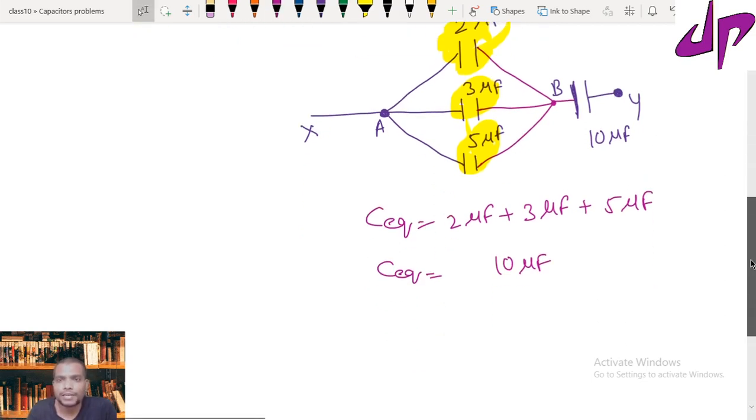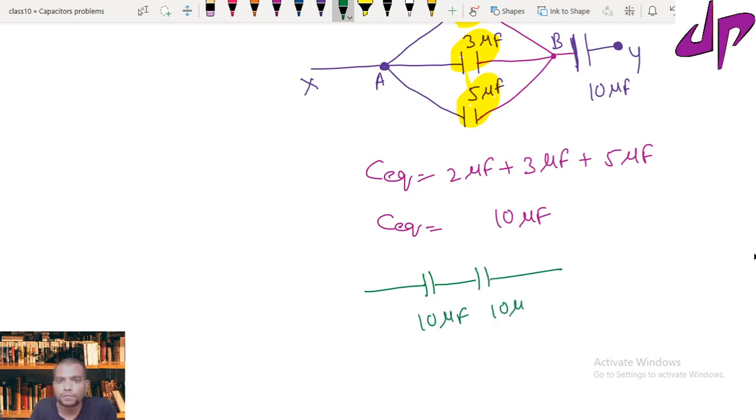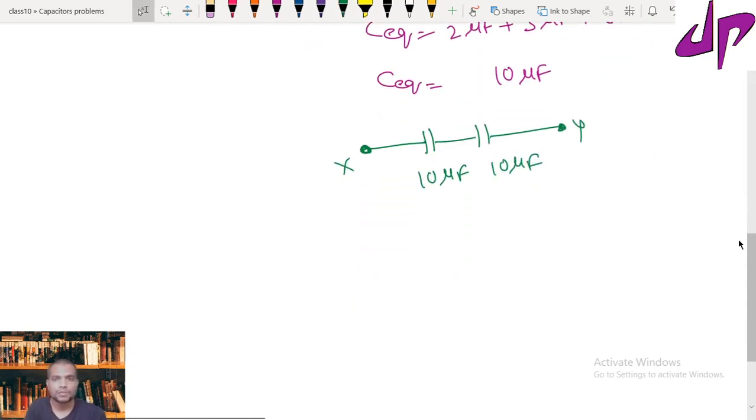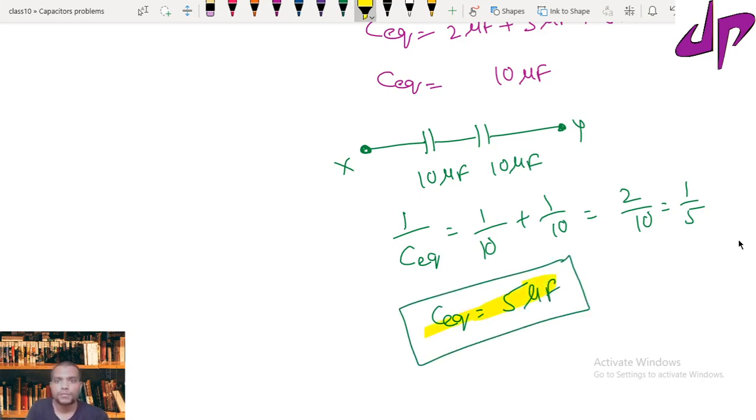Now that 10 microfarad is again in series. Suppose I draw the circuit diagram for that one. So 10 microfarad is in series with 10 microfarad, between the two points, this is X and this is Y. Now we find the equivalent capacitance. So 1 over C equivalent equals 1 over 10 plus 1 over 10, which equals 2 over 10, which equals 1 over 5. So C equivalent equals 5 microfarad. So this is the final equivalent capacitance of the given circuit.